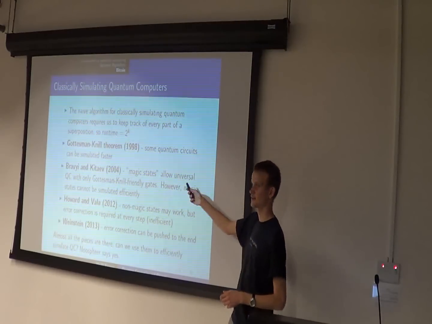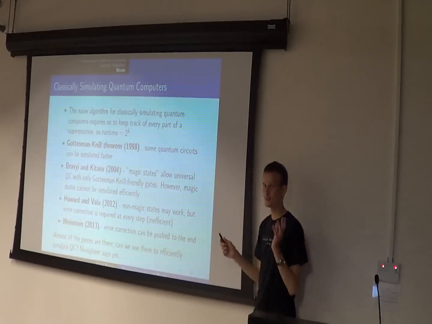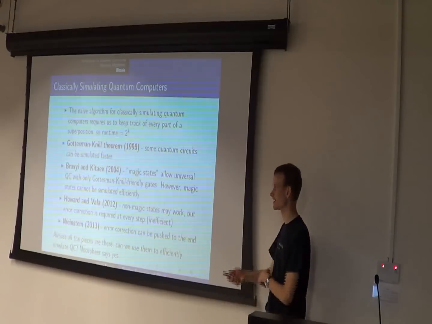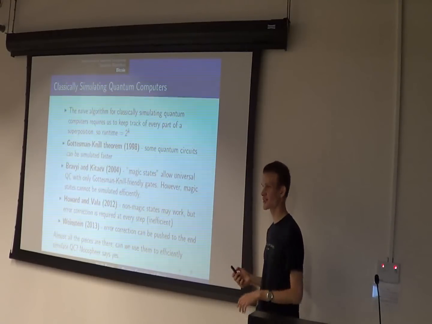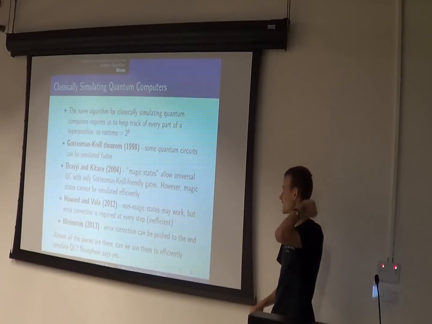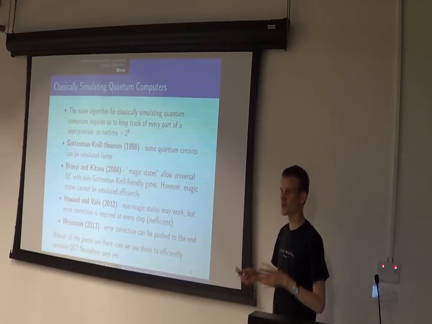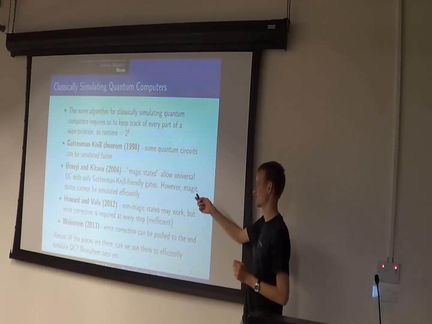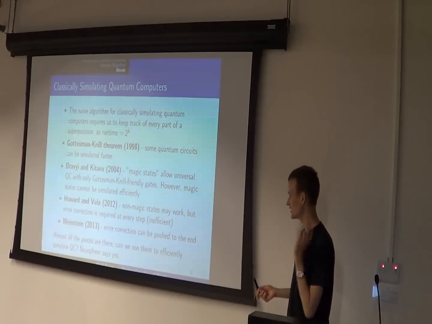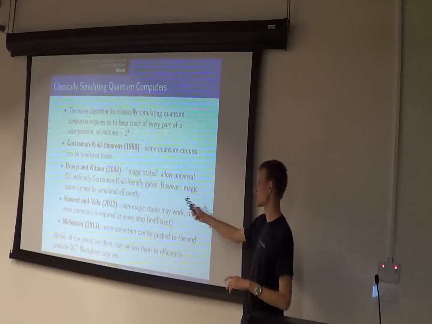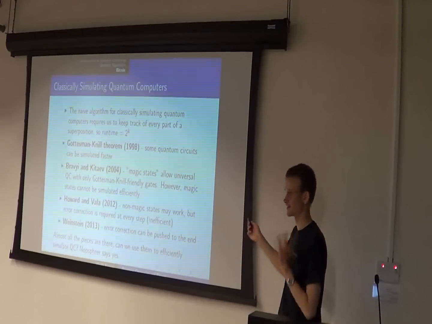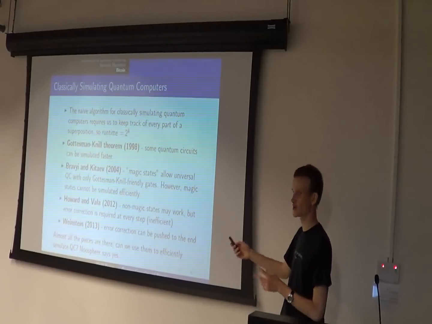Now, in 1998, there is a result called the Gottesman-Knill theorem, which is that some quantum circuits that use what's called Clifford gates can be simulated faster. In 2004, there was a result from Bravyi and Kitaev, which is a concept of magic states. And magic states potentially might let you do any kind of quantum computation using only Clifford gates. But the problem is that magic states can't be simulated efficiently. So there's still this exponential problem, but the problem sort of reduces to these magic states. However, in 2012, non-magic states might work, but you need error correction at every step. The problem with error correction is that it introduces an exponential blowup, so it's still exponential and it's still inefficient. Then 2013: error correction can be pushed to the end. Here, maybe this just might work.